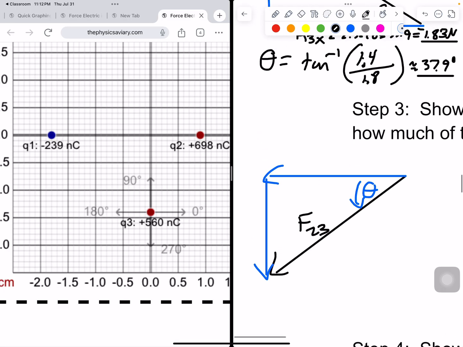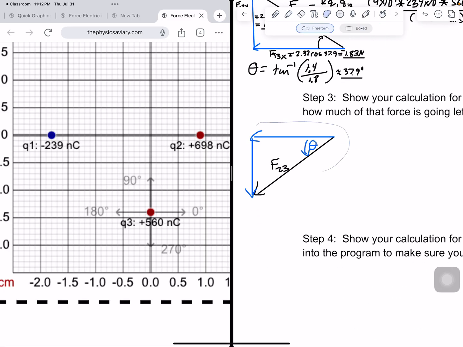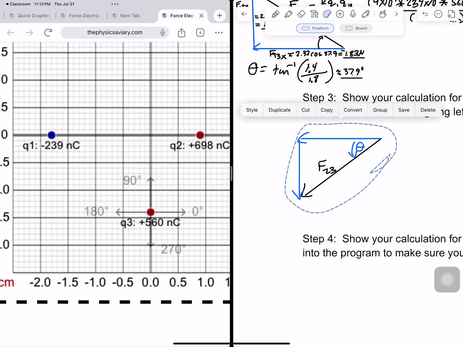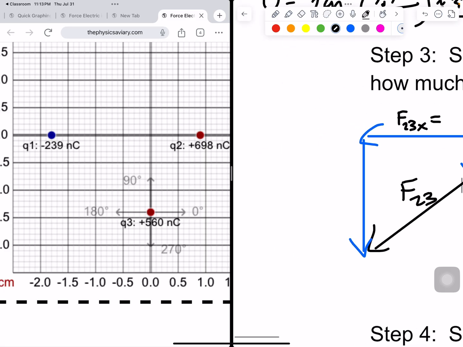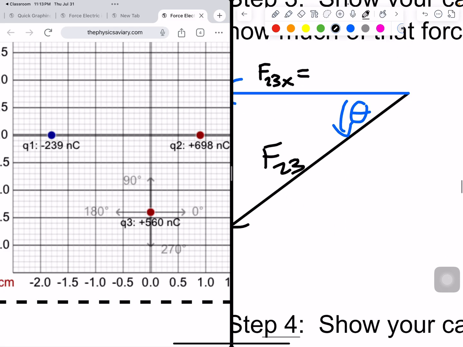So F23, let me just kind of move this over to the side right here. Okay, F23 in the x direction. And this is going to be F23 in the y direction. So let's find what F23 is.